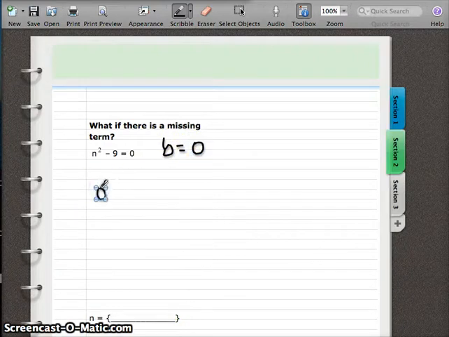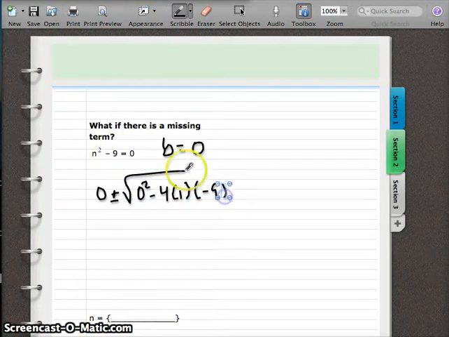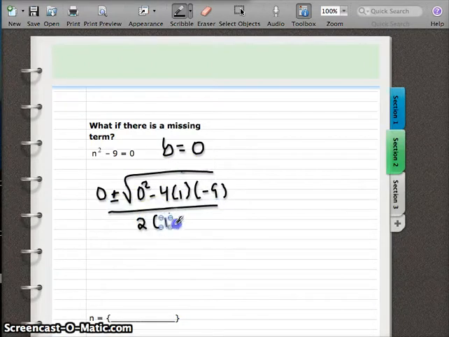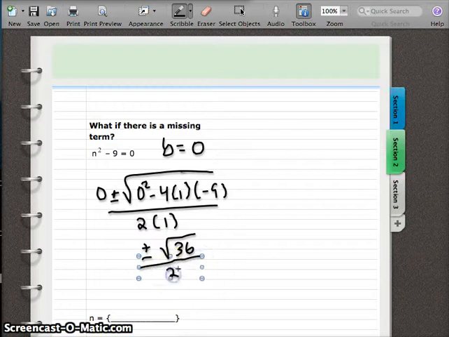The opposite of b is just still 0, plus or minus the square root of b squared, so 0 squared minus 4 times a, which is 1, and then times c, which is negative 9, all divided by 2 times a, which is 1. So 0 squared is 0, negative 4 times 1 is negative 4, negative 4 times negative 9 is positive 36. So we got the square root of 36. We still have a plus or minus there, and it's still being divided by 2.